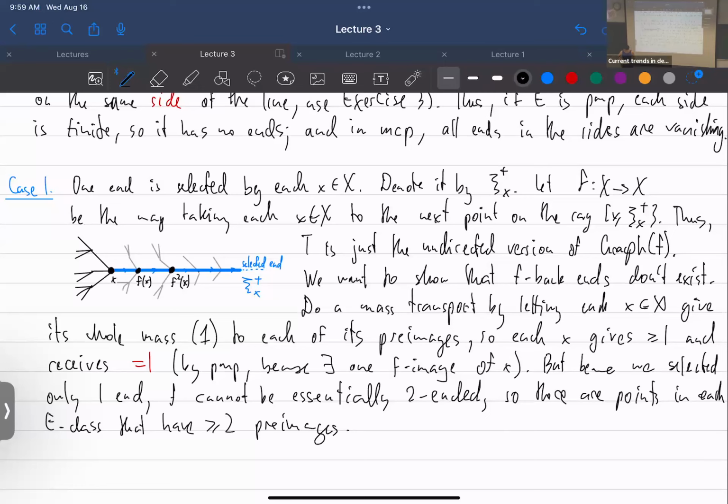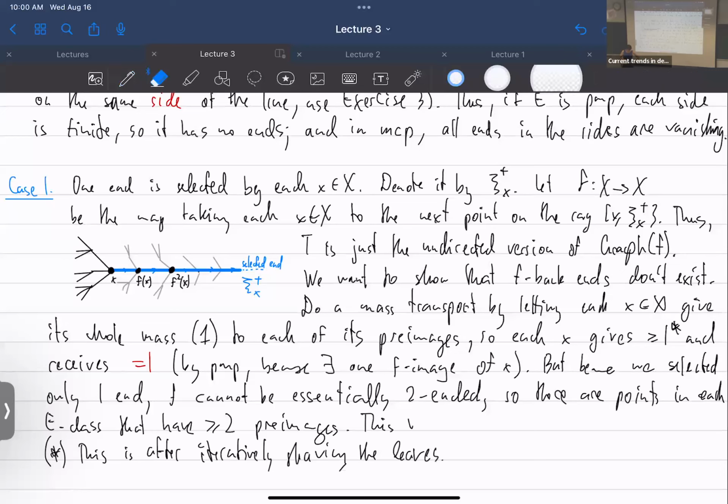With a caveat that gives mass. Okay, so you want me to write the caveat? I will write it. So this is after Cantor-Bendixson shaving. This is after iteratively shaving the leaves. Yeah, thank you for not letting me sweep this under the rug. Shaving the leaves. Okay, so this shows 2 is less than or equal to 1 by mass transport.